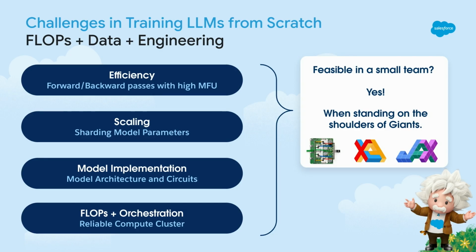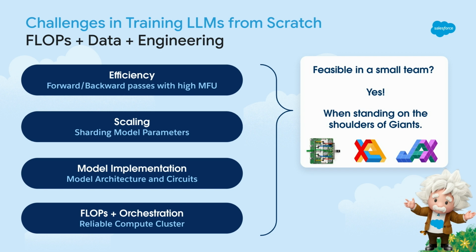Right, so the challenges you already know. You need data, you need flops, and you need engineering on a very high level. If you deep dive further, you need flops, that's the compute. You need the orchestration of the compute. You need a reliable cluster. You need the model implementation itself. Once you have the model, you need to partition the model parameters over the cluster to get efficient training, that's scaling. And then lastly, you want to have highly efficient forward and backward passes for MFU, like we discussed earlier.